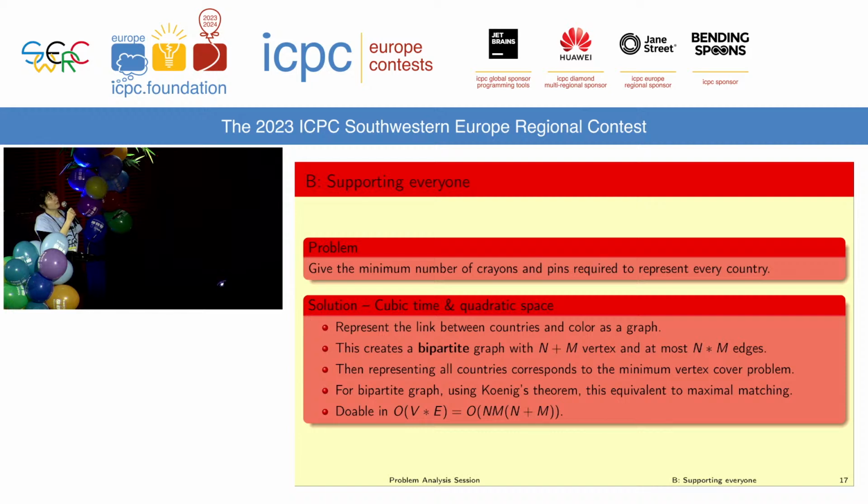And the solution was cubic time and quadratic space, where if we represent the link between countries and the colors in the flag as a graph, it's a bipartite graph with n plus m vertices and at most n times m edges. And then this translates to the minimum vertex cover problem. And for bipartite graphs, we can use Koenig's theorem to show that it's equivalent to maximal matching, and it's doable in this time. Congratulations to all teams.